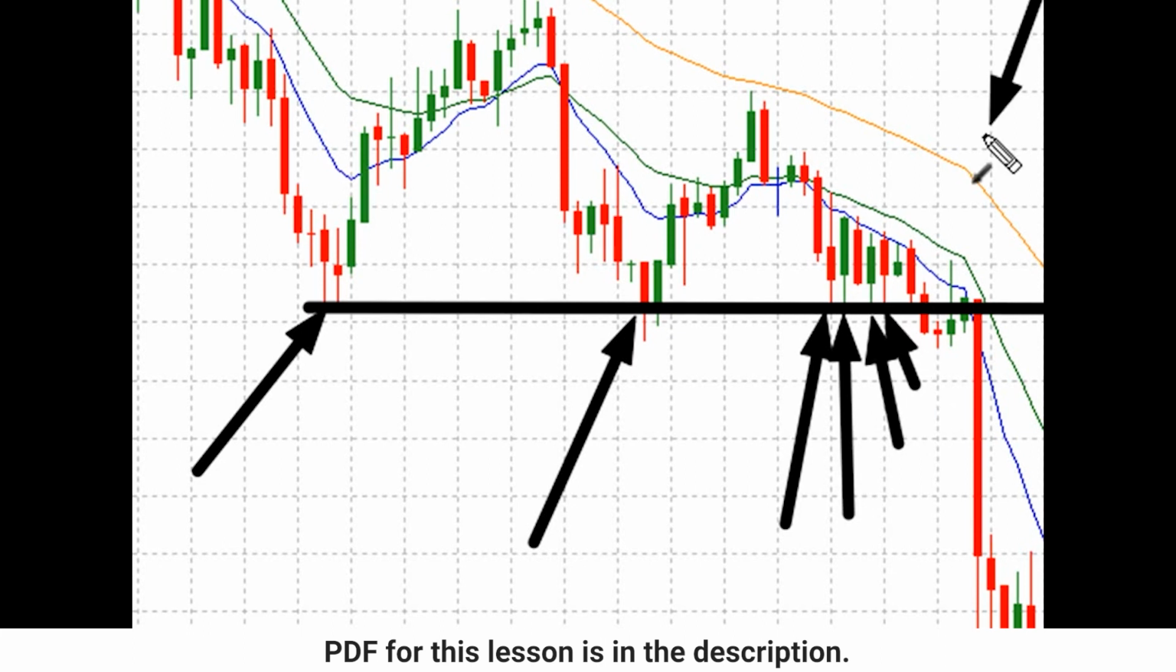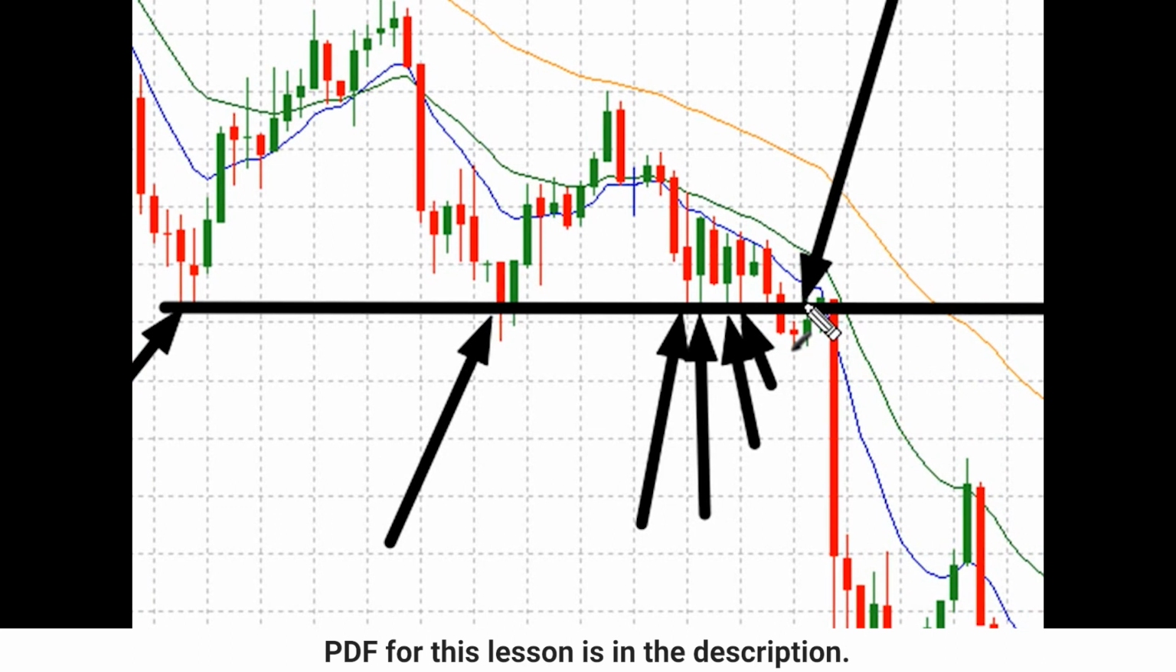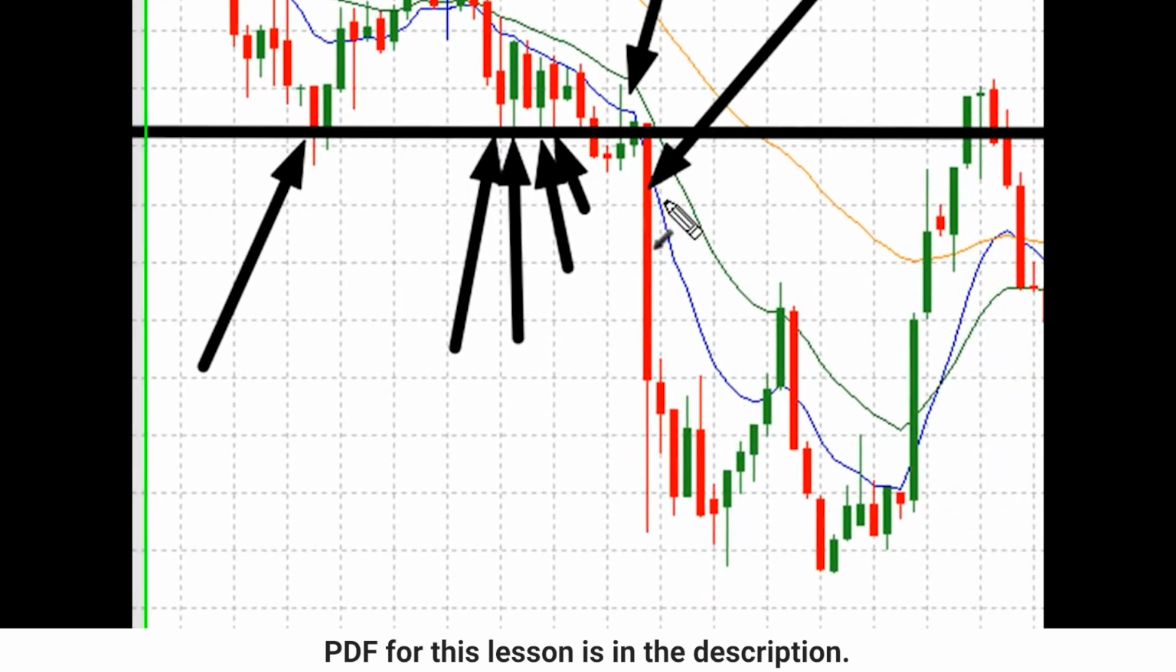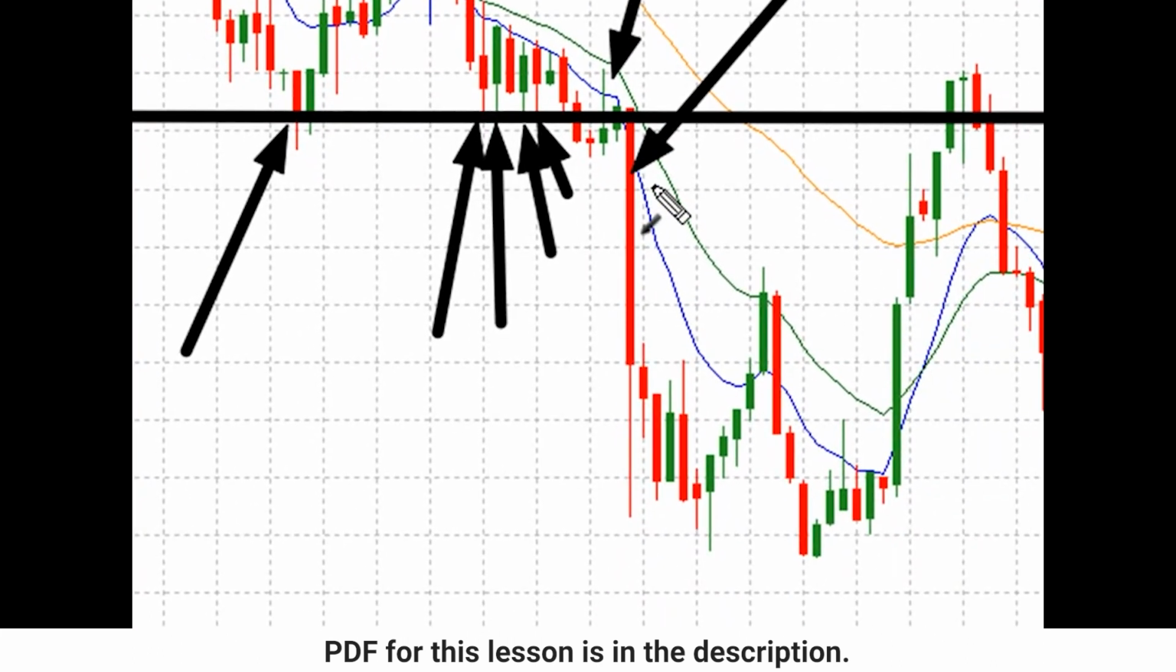And then we have a little bit of a battle here. It breaks through but then tries to come back up. But then it makes its decision. Supply overpowers the demand provided by the support line. And notice the big move down.